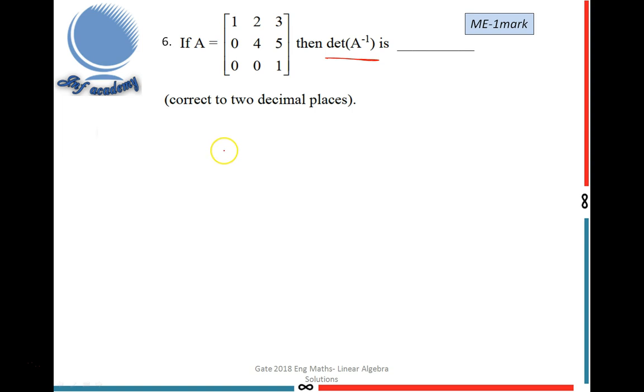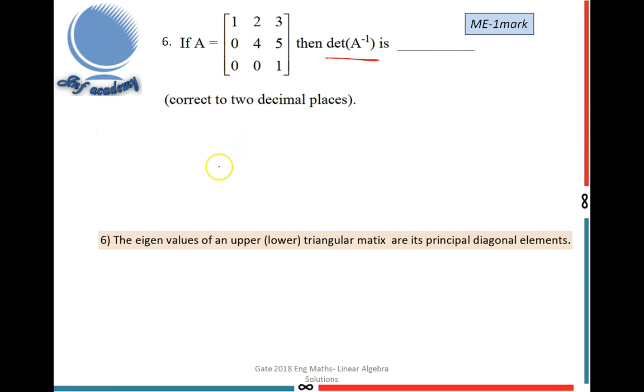First, I find the eigenvalues of matrix A. Here, the given matrix is an upper triangular matrix because the elements below the principal diagonal are 0. By using one property, the eigenvalues of an upper triangular matrix are its principal diagonal elements. So, the eigenvalues of A are 1, 4, 1.